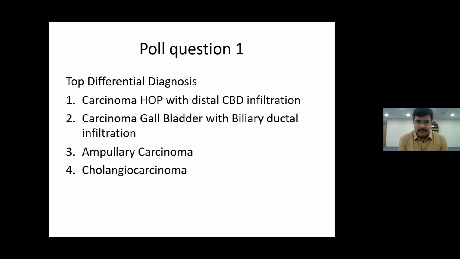So our poll results are: most of the audience have gone with cholangiocarcinoma, 45%, then ampullary carcinoma, 25%, then carcinoma head of pancreas, that is 23%, and carcinoma GB, that is 8%.